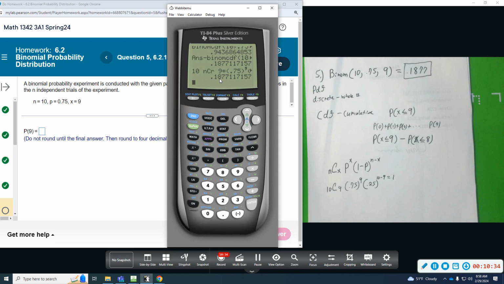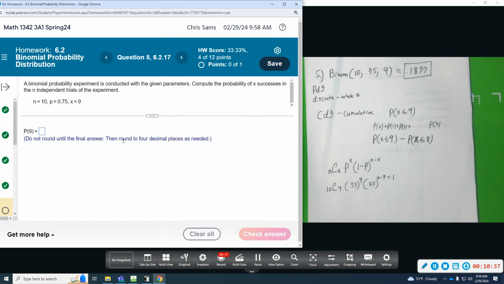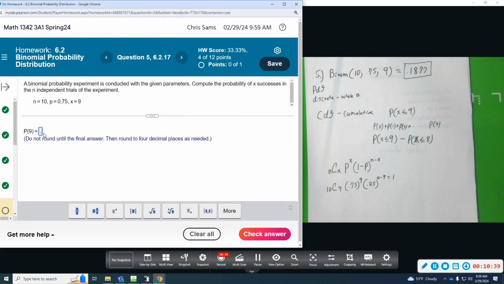All right, so this is the probability distribution formula. And you see we get 0.1877. It says round to 4 decimal places, so we just get 0.1877, and we are done.